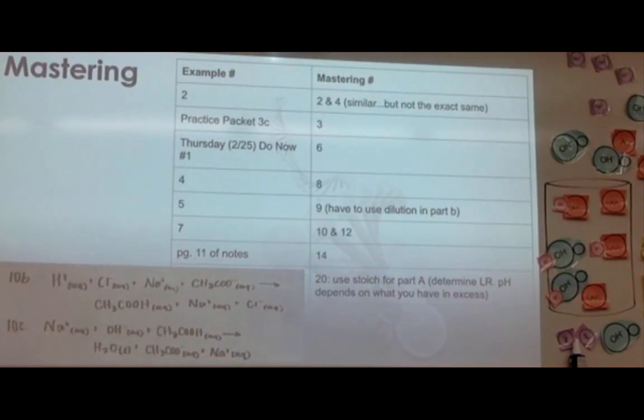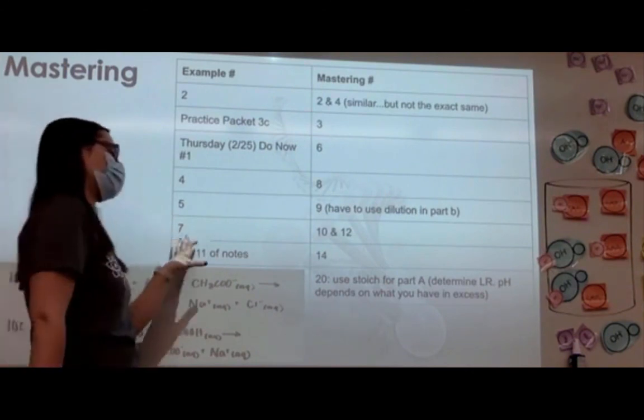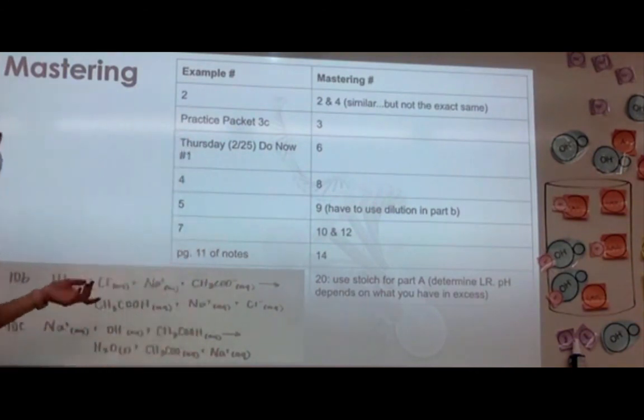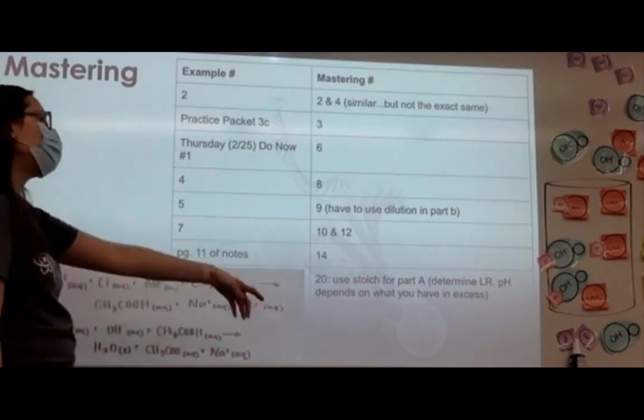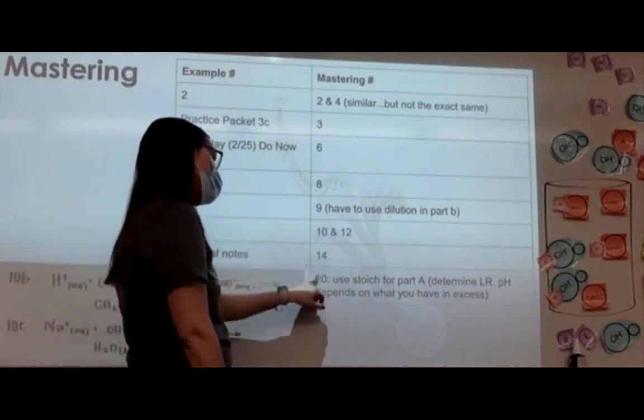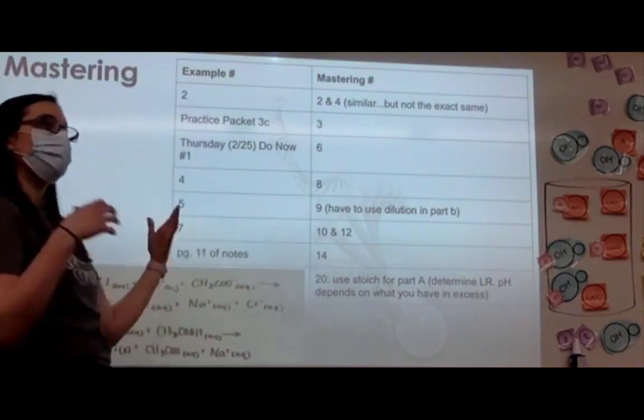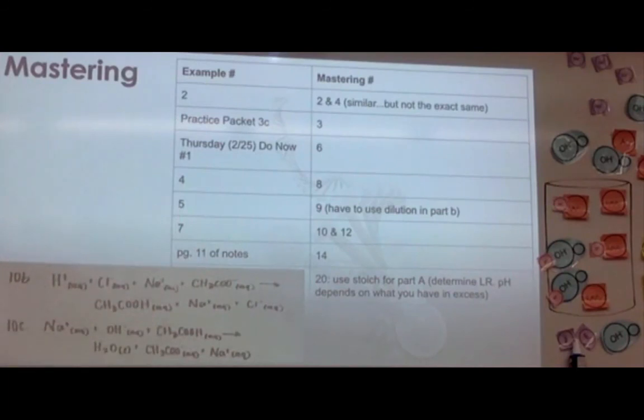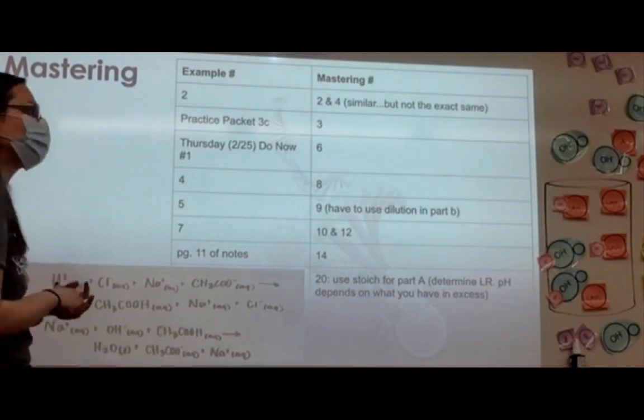I did go through this morning with somebody in first period and I was working through number 10 with her. And so I have 10B and 10C up here on the board. So if you want to just do number 10. Number 10 is very close to number 7, like example 7 that we did. But B and C, I have the answers up here. Number 20 did not have an example that matched up with it, but I just wanted to give you a little hint for number 20. You can use stoich for part A, determine the limiting reactant. pH depends on what you have left over.